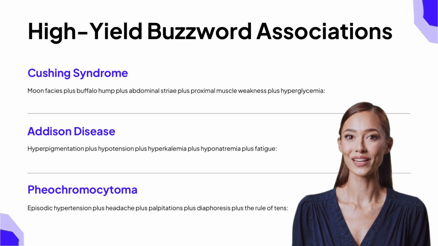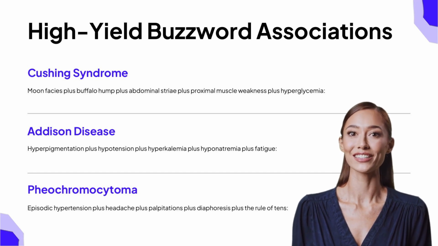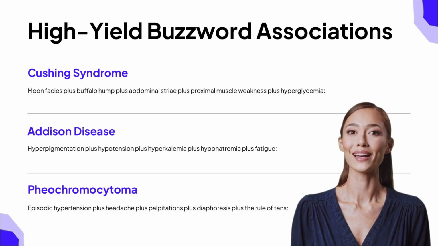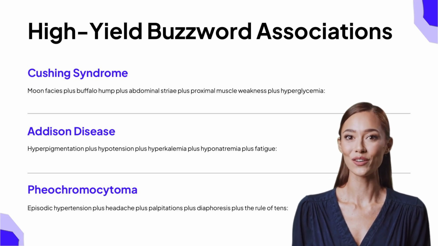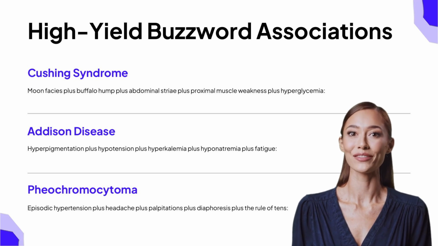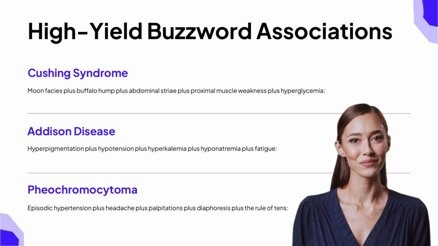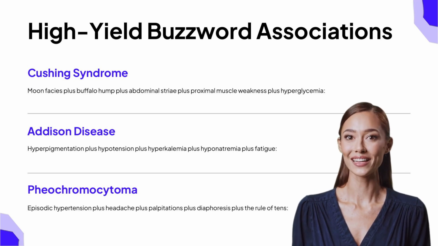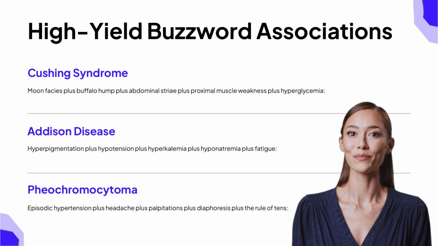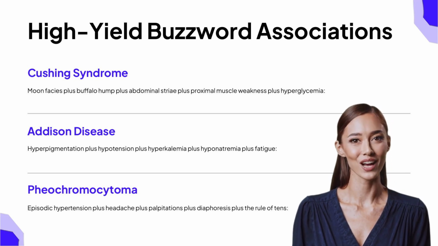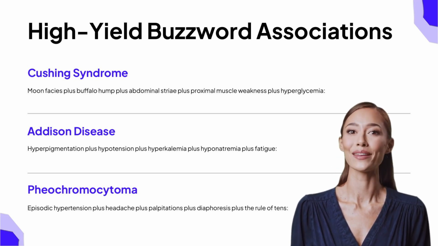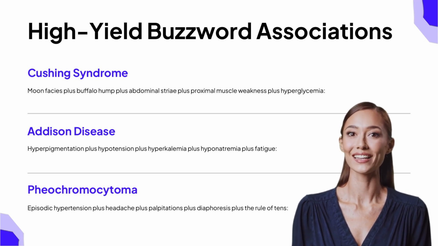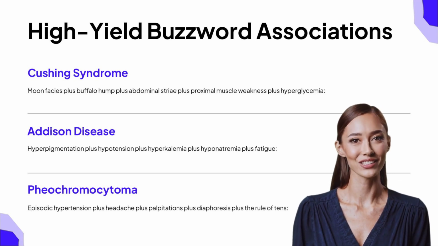For Cushing syndrome, the classic patient has moon facies, a buffalo hump, purple abdominal striae, proximal muscle weakness, and often diabetes or glucose intolerance. When you see this constellation, Cushing should be at the top of your list. For Addison disease, remember the combination of hyperpigmentation, especially in sun-exposed areas and mucous membranes, along with hypotension, hyperkalemia, hyponatremia, and profound fatigue. The hyperpigmentation is a result of elevated ACTH stimulating melanocytes.